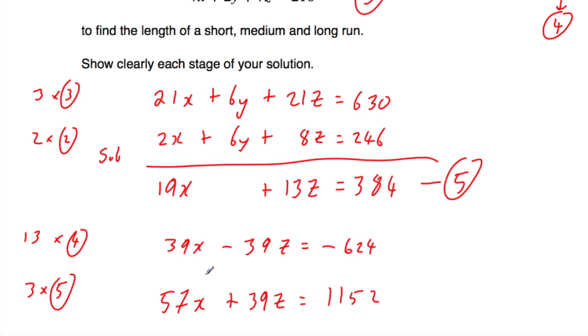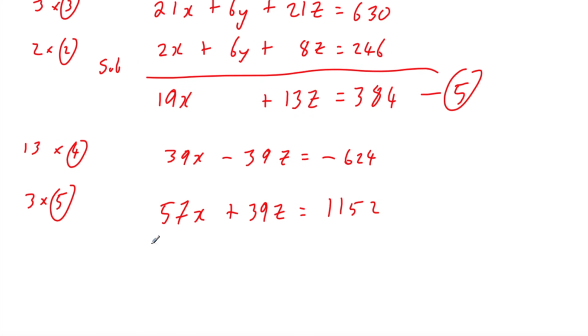Okay, so that's fantastic. We've now got our two equations, one with minus 39z and one with 39z. So let's add them together to eliminate those z's. If we do 39 plus 57, that's equal to 96. That'll be 96x when we add those together. The z terms are going to add together to be 0. They're going to be eliminated. And then minus 624 plus 1,152 is equal to 528.